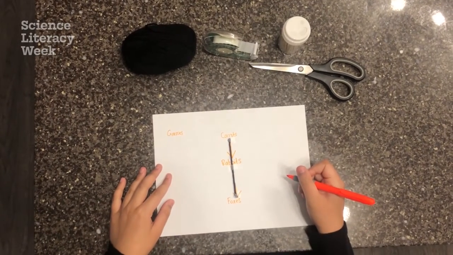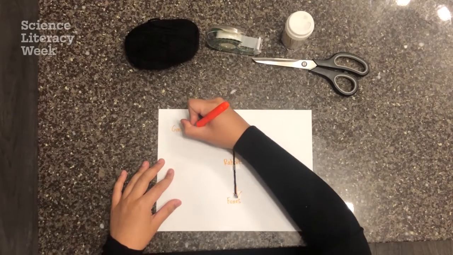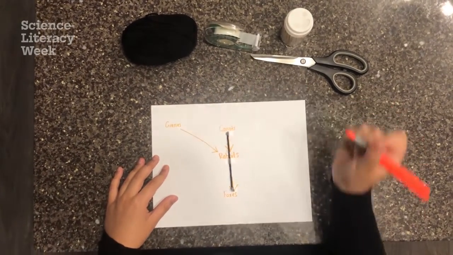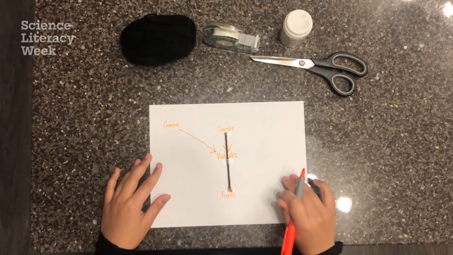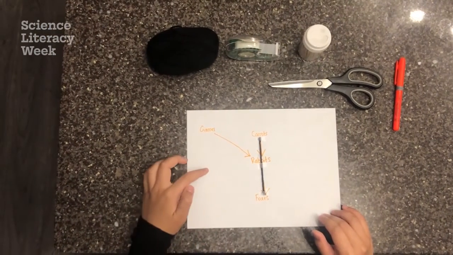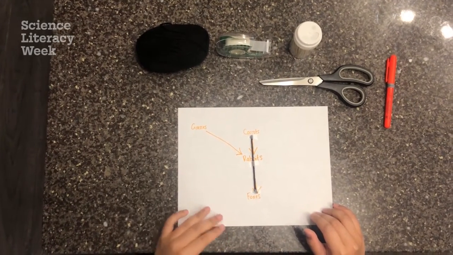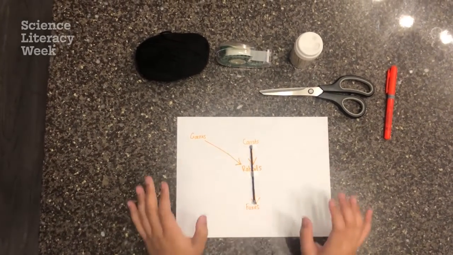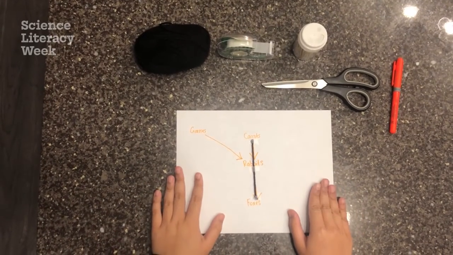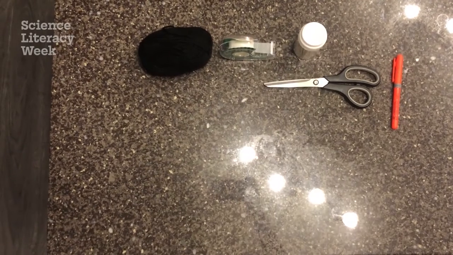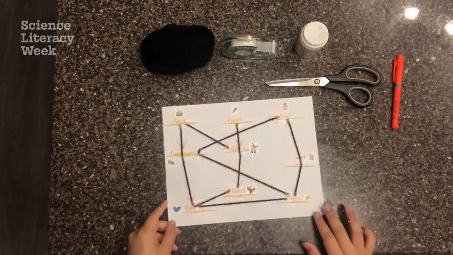And then repeat your steps. Draw an arrow from your producer to your consumer, like so. Once that is done, think about what consumers would eat the producer, and then what other consumers would eat that consumer, and so on, and create a food web. Once that is done, it will look something like this.